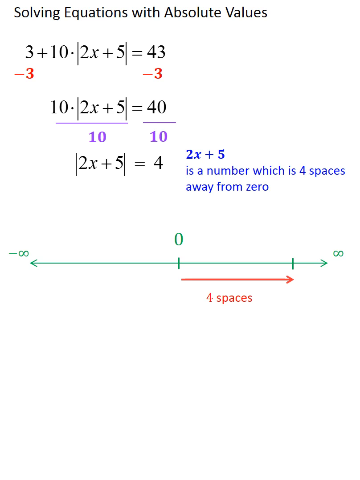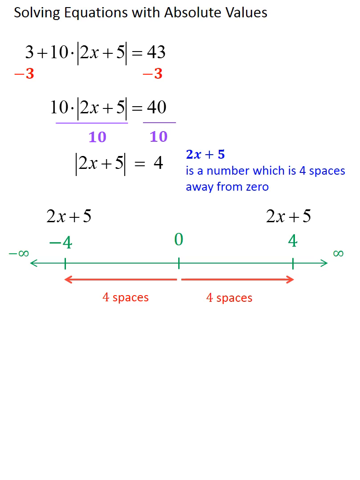Well, it could be 4 spaces this way. In other words, 2x plus 5 could be there. Or it could be 4 spaces the other way. 2x plus 5 could be there as well. These are both possible. But of course, what is 4 spaces away from 0? Well, obviously it's 4 and negative 4. So 2x plus 5 has to be one of those numbers.